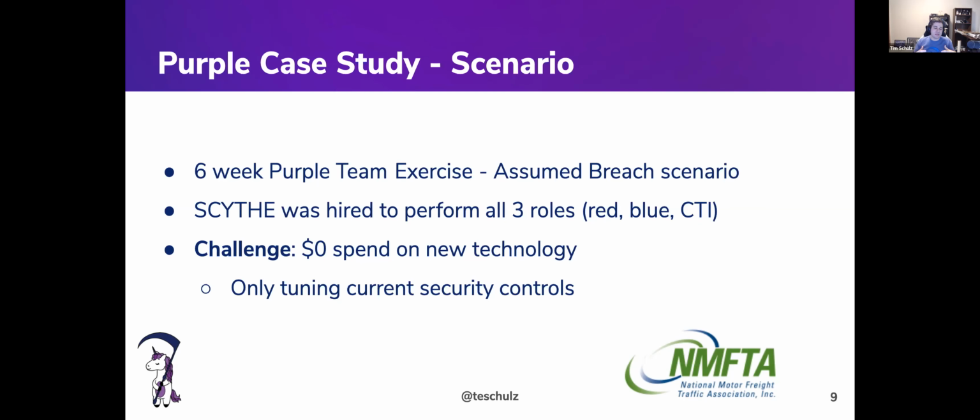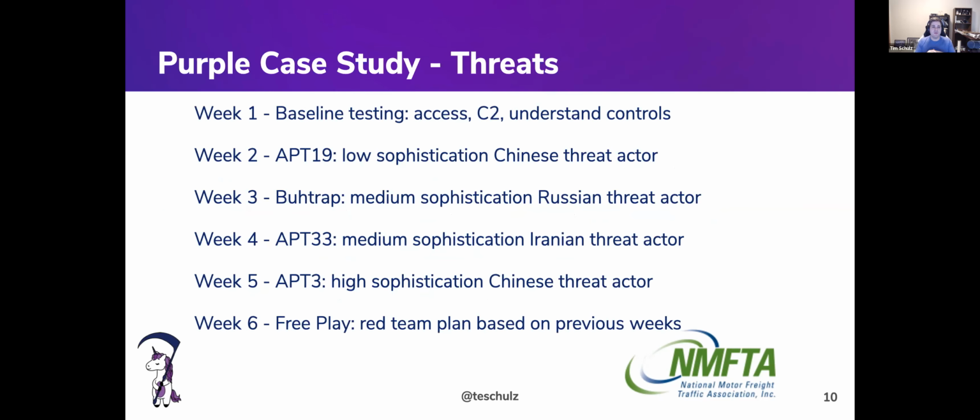Basically, it was going to be purple team services, 6 weeks of purple teaming, with an assumed breach scenario. SCYTHE was hired to perform all of those 3 roles that we talked about: red, blue, and cyber threat intelligence. And $0 new dollars could be spent on technology. We had to only tune with what we had. As part of this, we outlined 6 different weeks of testing, the first one being baseline testing, just to understand what controls were in place.